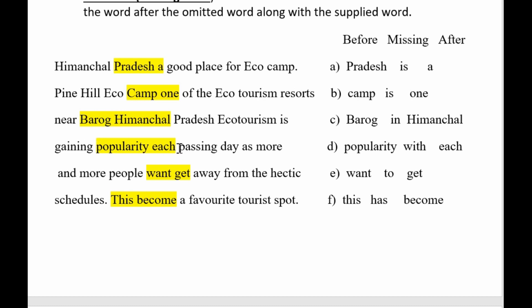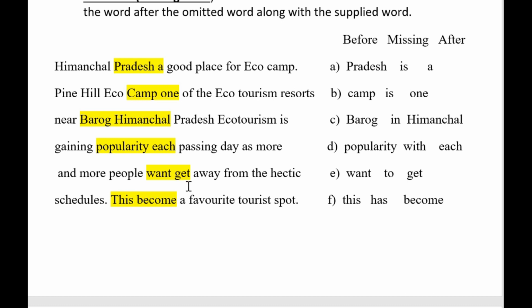Gaining popularity each passing day. Now, you have to gain popularity with something. If you are in a fashion or habit of reading books, it will be very easy for you to jot down the problem. Here, gaining popularity with each passing day as more and more people want to get away from the hectic schedules. This has become a favorite tourist spot.